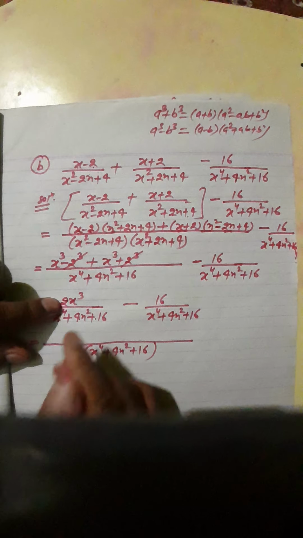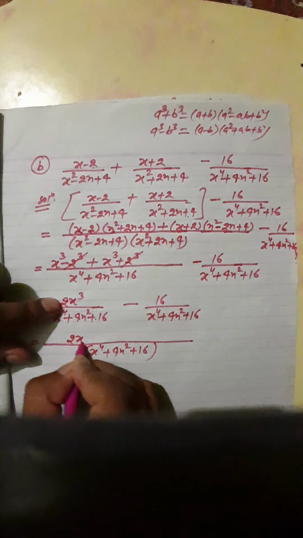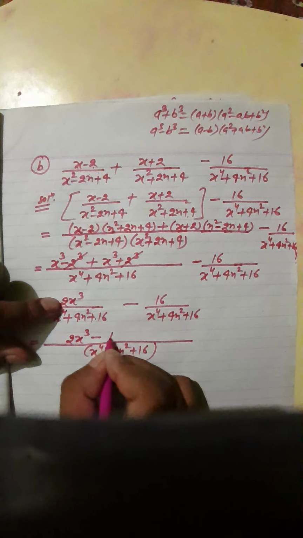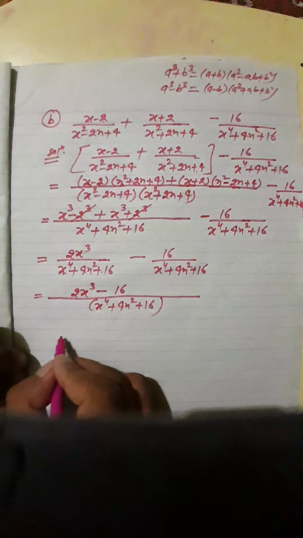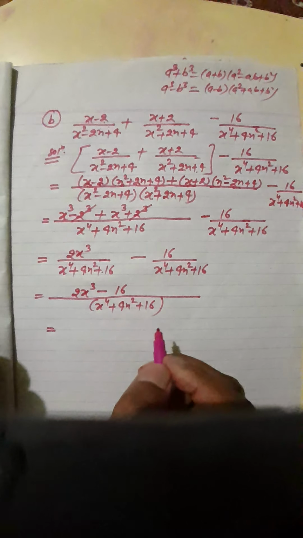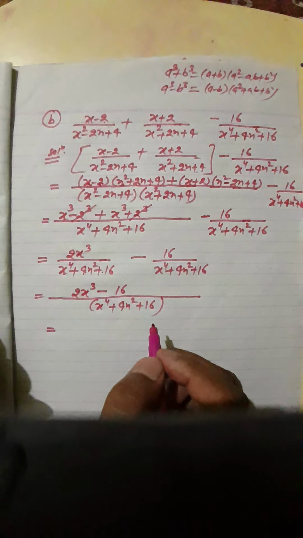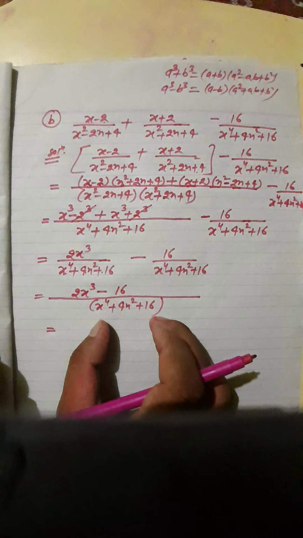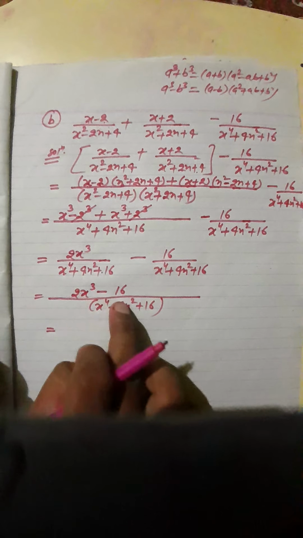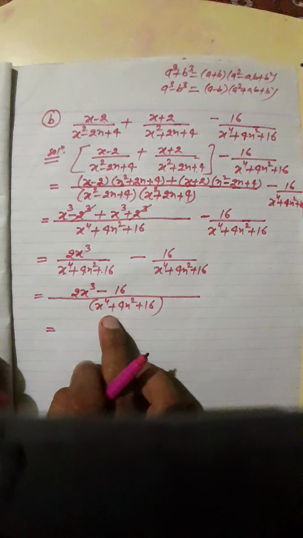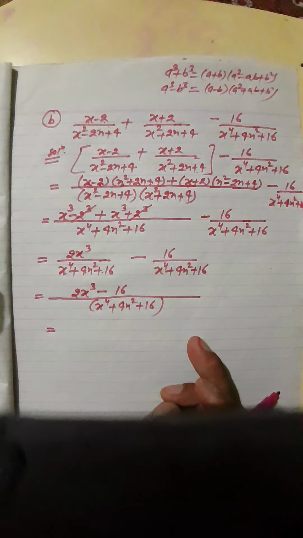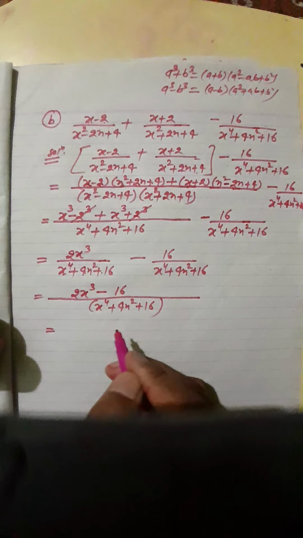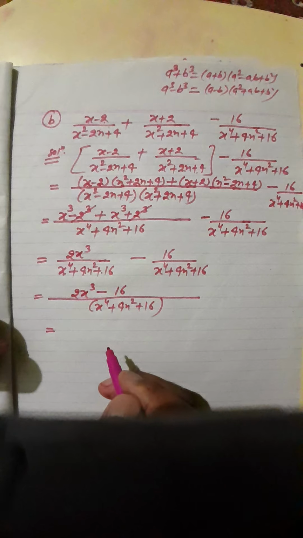So upside, 2x cube is remaining, that we have to put as it is: 2x cube minus. Here 16 is remaining, 16 we can put here as it is. After this, if it is possible to factorize in the numerator and in the denominator, we have to factorize. Already I have said to you, 2x cube minus 16, if it is possible to factorize, we have to factorize it. Then common factors can come, then common factors can be cancelled down and up.